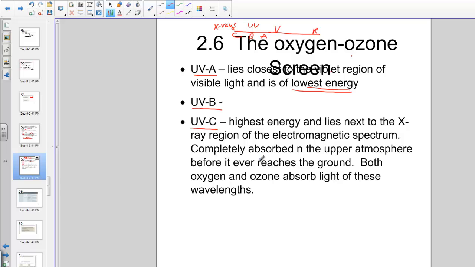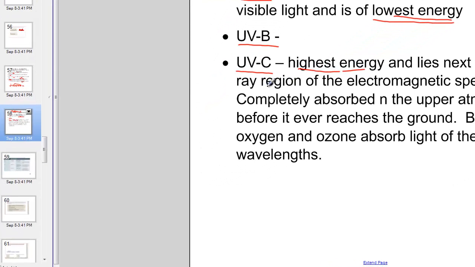Now, here's the good news. UVC is of the highest energy, almost as much energy as an X-ray, but it is completely absorbed in the upper atmosphere and never reaches the ground. Both oxygen and ozone, both of these molecules work to absorb the light in this particular wavelength. Oxygen and ozone, and we'll look at the chemistry of how, absorb UVC preventing it from ever reaching the ground.